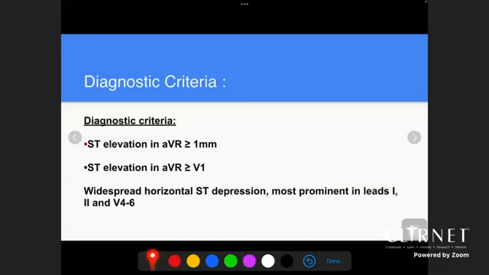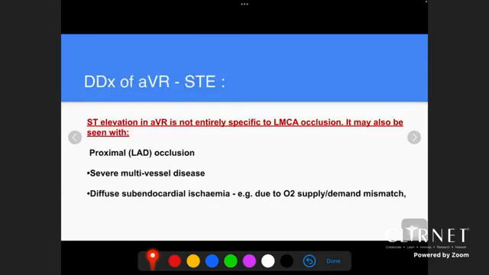So the diagnostic criteria are ST elevation in AVR more than 1 millimeter and ST elevation in AVR more than V1. This indicates left main. Widespread horizontal ST depression, most prominent in inferolateral leads, but also V1, V2, or V4 to V6. So what is the differential diagnosis here?